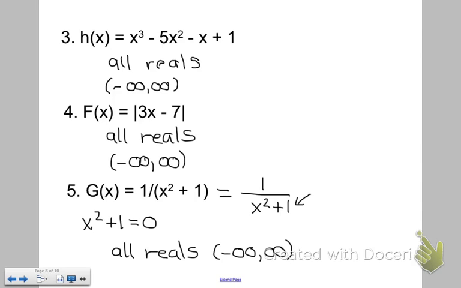Now, it was important when we started to realize, oh, this is a rational function. I have to check when that denominator is going to equal 0. And that's what we did. We just found out that in this case, my denominator never actually equals 0.